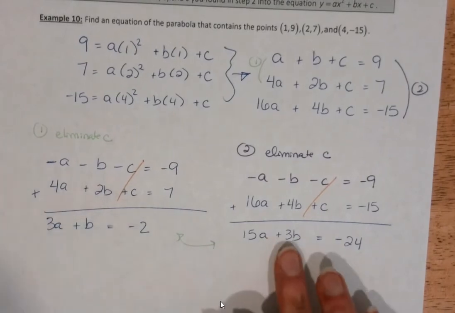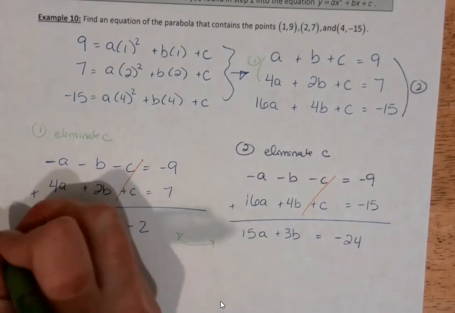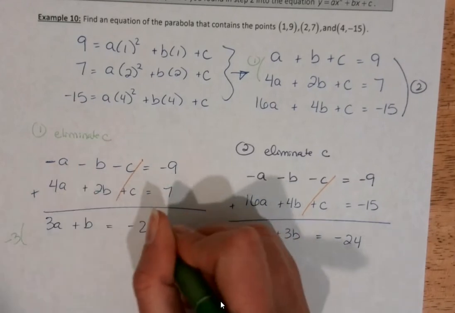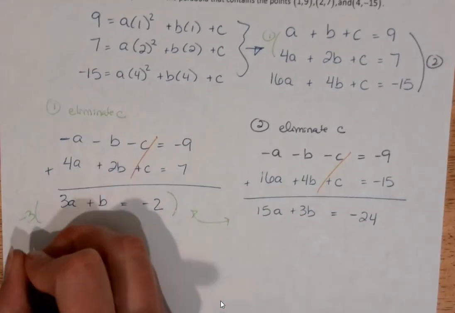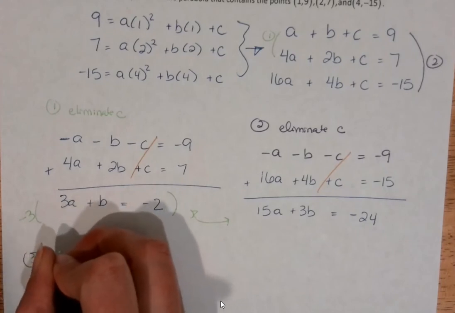So I have a positive 3b here already. We're going to want to multiply by a negative 3 to create a negative 3b. So let's do that. This is our step 3. I'm going to eliminate b.